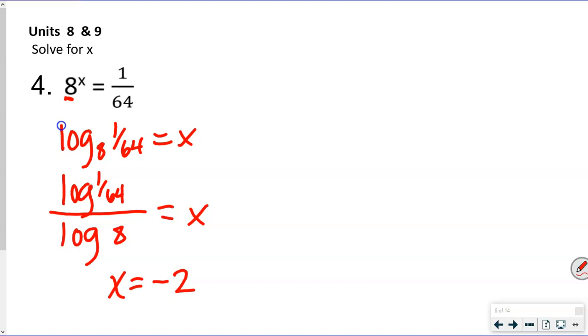And again, you can plug it back up in there. If you do x to the -2, you should see that that is 1 over 64. So you can check this.